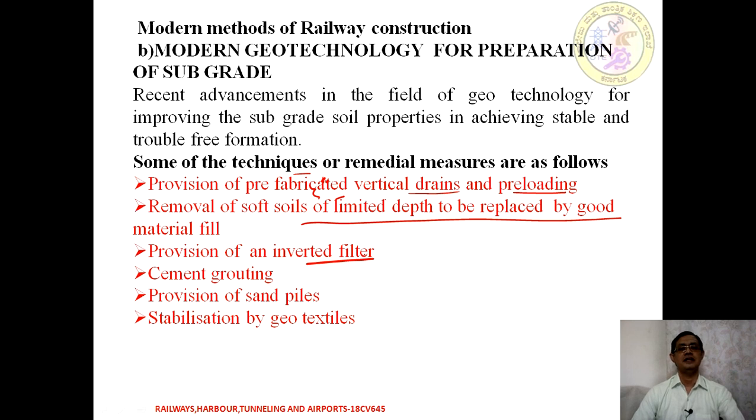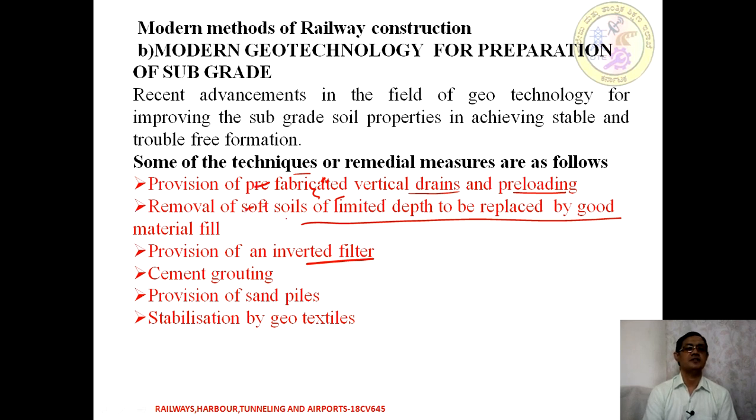Usually we can provide the inverted filter above the subgrade, or below the subbase, or if it is an embankment over 500 meters, above what is considered the subgrade strata. We can use any geotextile, fabric, or other material having good filter property. Next is grouting. If we want to increase the strength of a soil, we can opt for cement grouting.